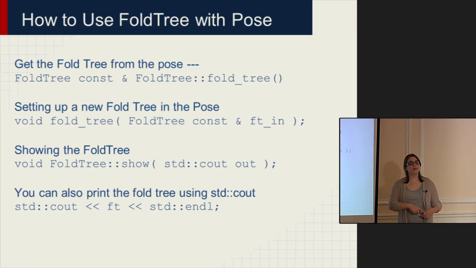To get the FoldTree from the pose, you can just call pose.FoldTree. This will give you a const reference to a FoldTree. To set up a new FoldTree in the pose, you can call pose.FoldTree and then set FoldTree in. To show the FoldTree, this will print out the list of edges that describe your FoldTree, and then whether they're peptide or jump edges. You can just do FoldTree.show. An alternate way to do this is you can just print the FoldTree to standard out, and this will also print the list of edges.